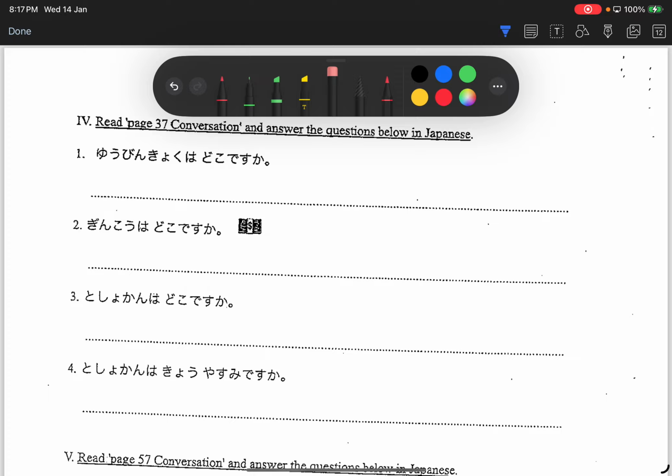Right. So 図書館 is what? Library, right? So 図書館は今日 is what? 今日 is today. 休み is rest day, right? 休み is rest. So where do you see the word 休み? Yes, here. 図書館は今日は休みです。 Very good.